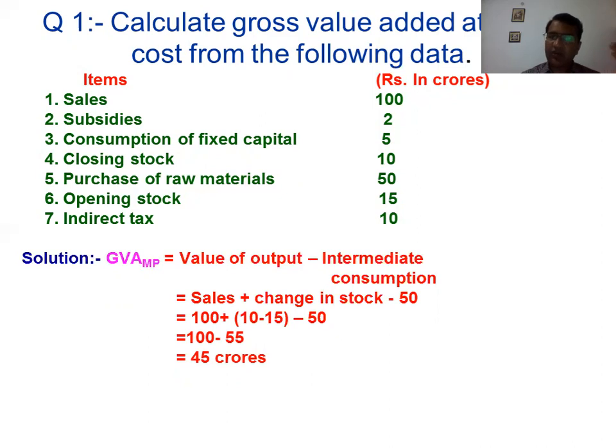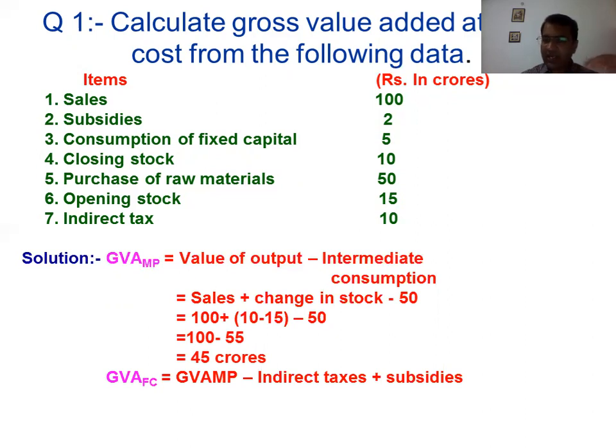Now we calculate gross value added at factor cost. The difference between market price and factor cost is only the net indirect tax. So gross value added at market price, which we have already calculated, minus indirect tax plus subsidy. So 45 minus indirect tax, given as 10, plus subsidy, given as 2. So 45 minus 10 plus 2 is equal to 37 crore. So 37 is the gross value added at factor cost.